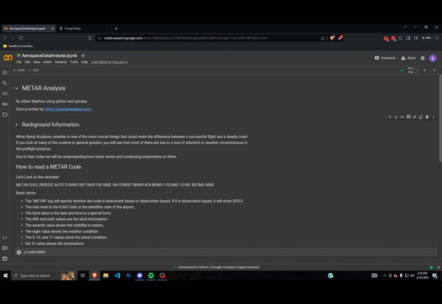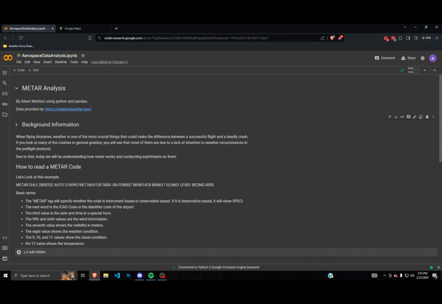And these codes are very important because airplanes, when you fly them, they fly in the sky, right? And they're usually impacted by things like the cloud coverage, the wind, rain, stuff like that. So looking at the weather beforehand is very important, and it could obviously make the difference between a very successful flight and a bad crash. And when you actually look at a lot of these crashes in general aviation, most of them are due to lack of attention to weather.